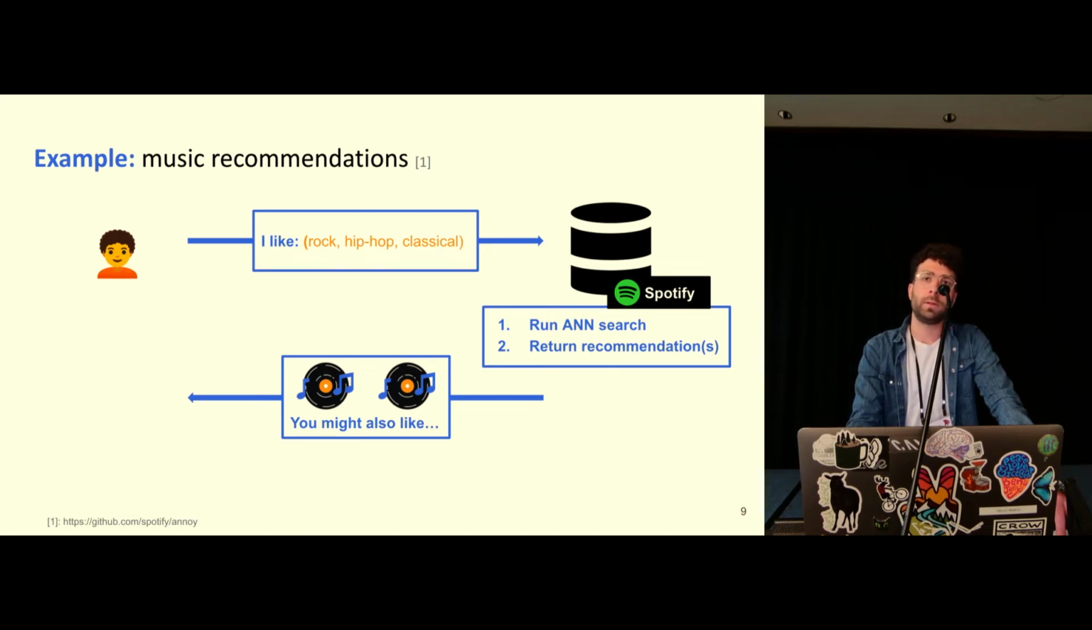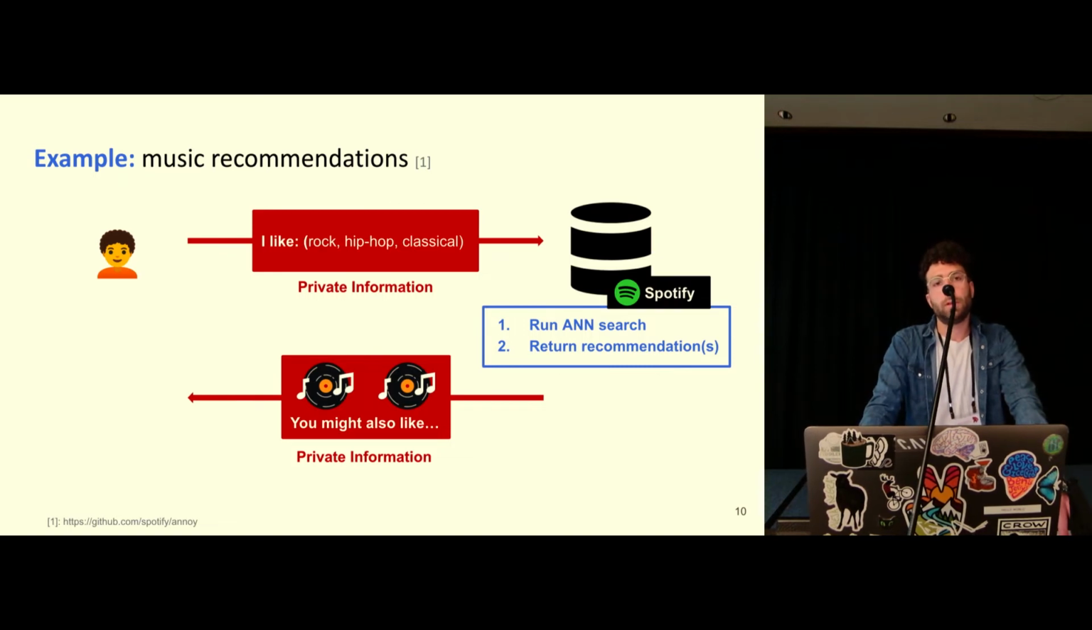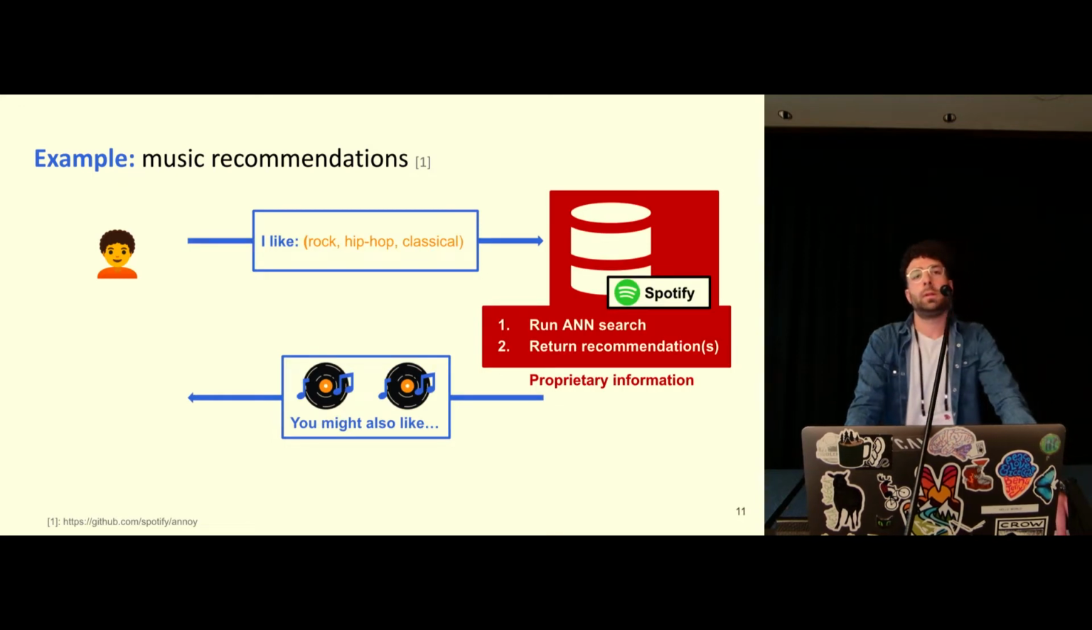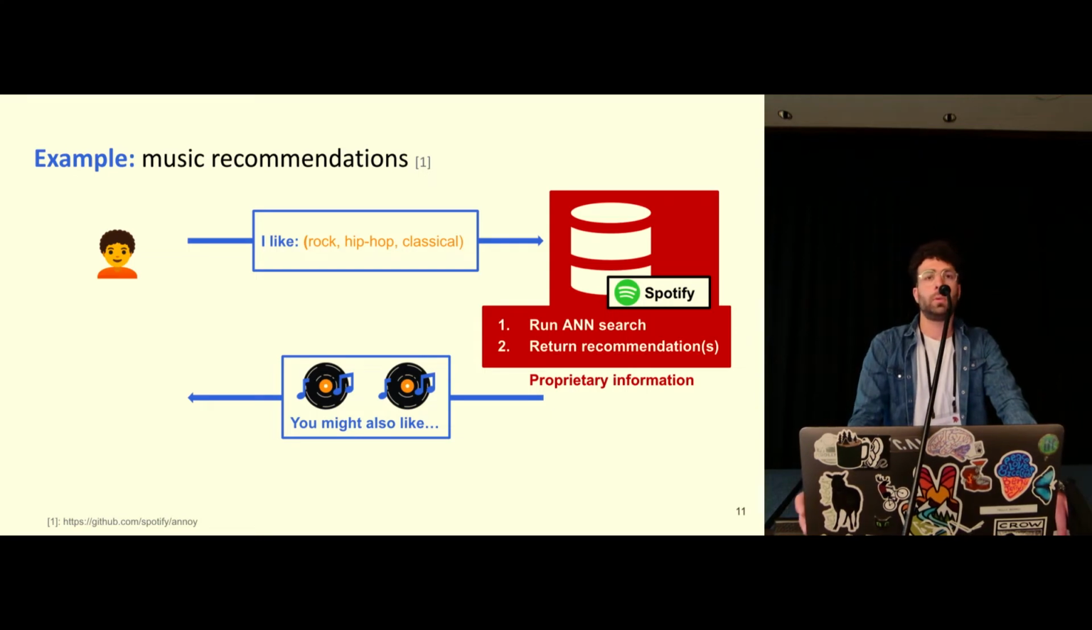Now, it's not difficult to see that in this setting, the actual feature profile of the user, such as all the music they like to listen to, as well as the song recommendations themselves, are potentially private to the user, and the user might not want to reveal them to Spotify. On the flip side, the actual database that Spotify has of all the different songs and their features might be proprietary information that Spotify wouldn't want leaked to a competitor, and therefore they would like to keep them private from the user.